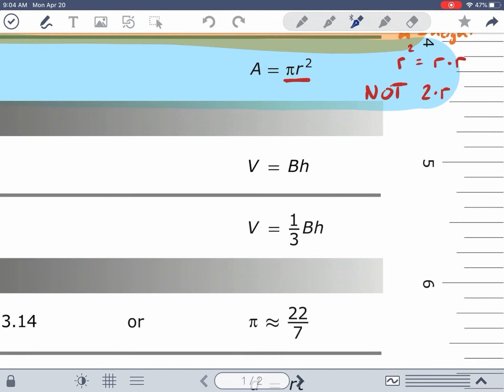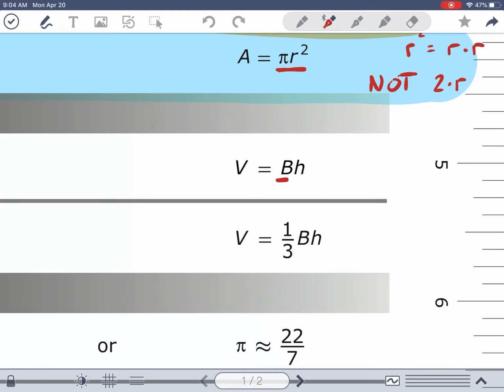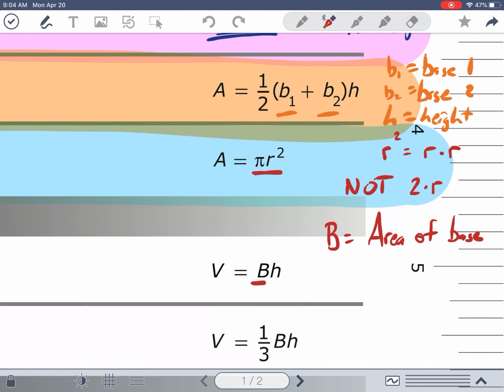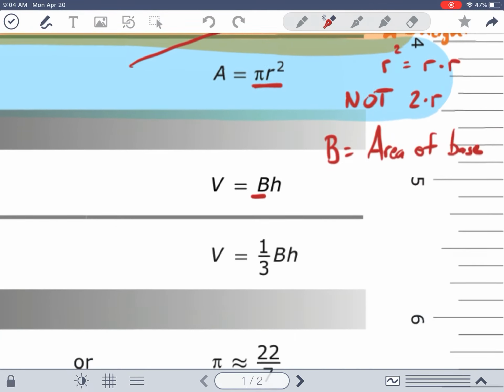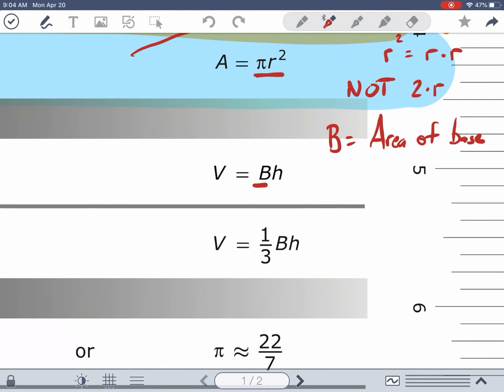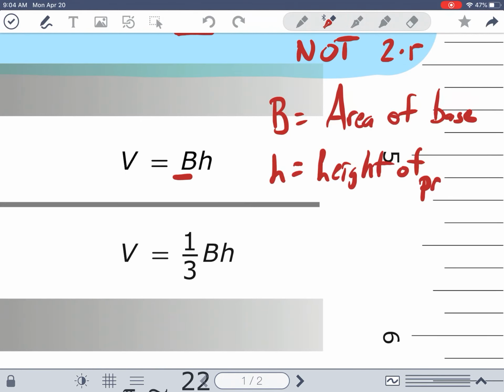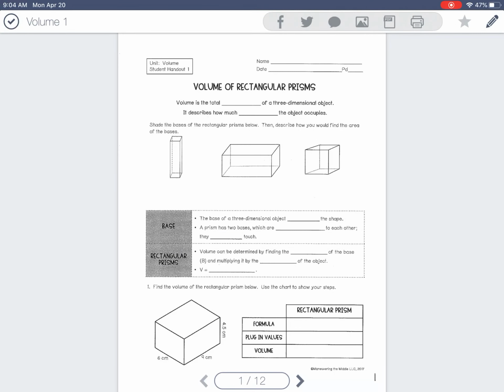If you take a look at this, remember, capital B is the area of the base. You remember up above, lowercase b is the length of the base. Capital B, or big B, is the area of the base. H is the height of the prism in this case. This is where the two H's get a little bit confusing. Let's go on over and start taking a look at this.